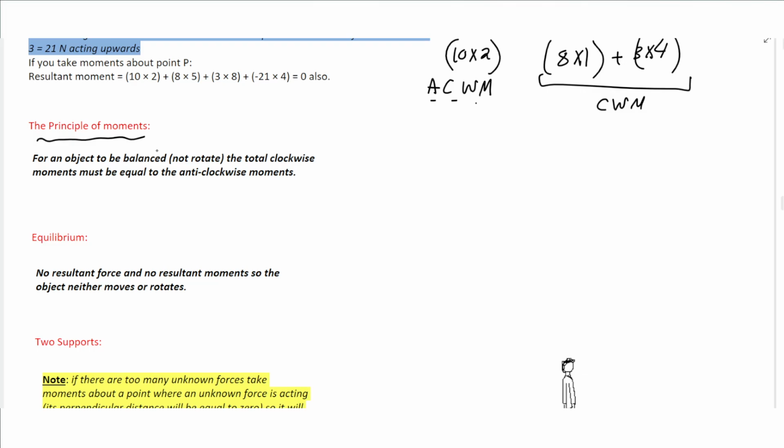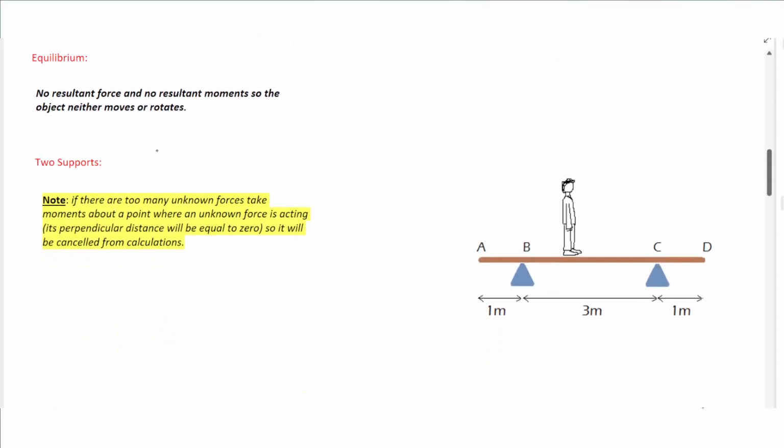There is a special scenario or special case called equilibrium. If you are in equilibrium, there will be no resultant moment and no resultant force. Resultant moment equals 0 and resultant force equals 0. So those are the conditions for equilibrium, or the definition of equilibrium: no resultant force and no resultant moment.